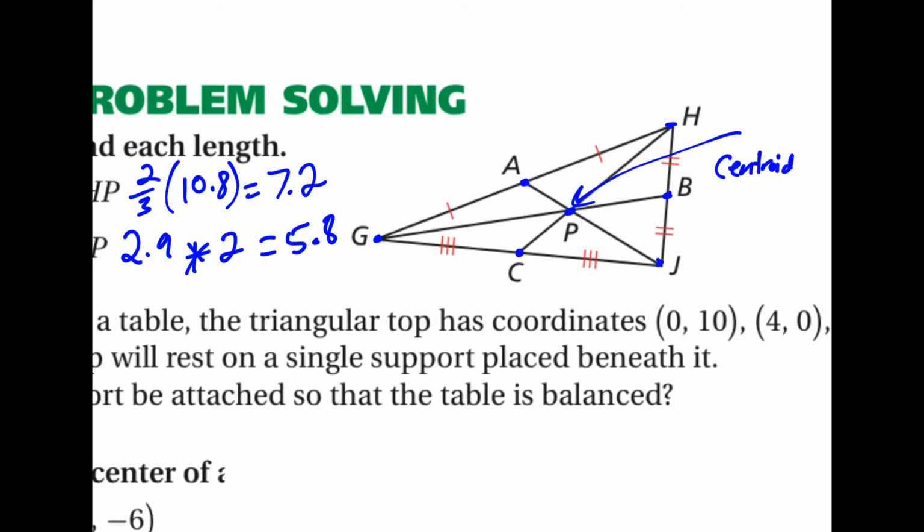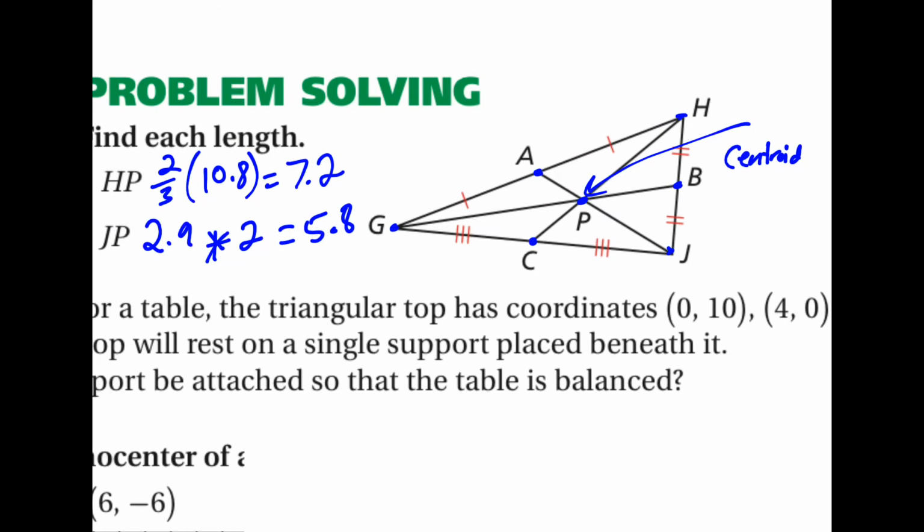This means if they give us certain values like HC being 10.8, we can figure out HP by taking 2/3 of it. Or if they tell us that AP or PA is 2.9, I know that's 1/3 of my entire median. So JP is 2/3, double that. My answers are 7.2 and 5.8.